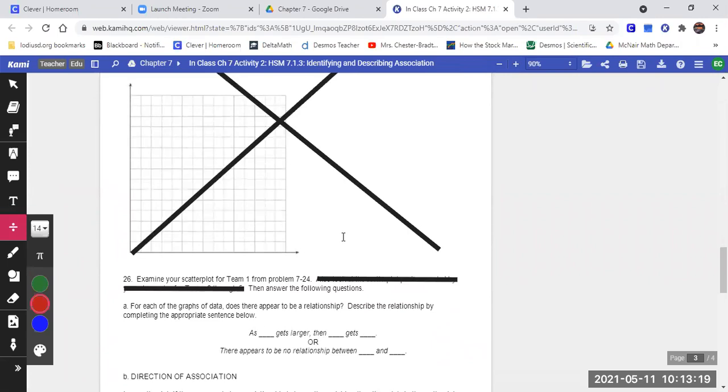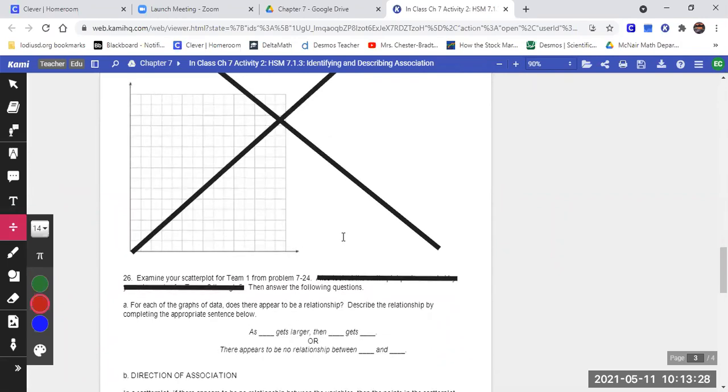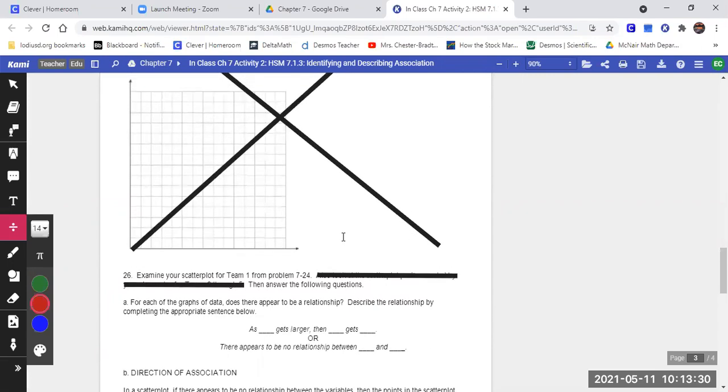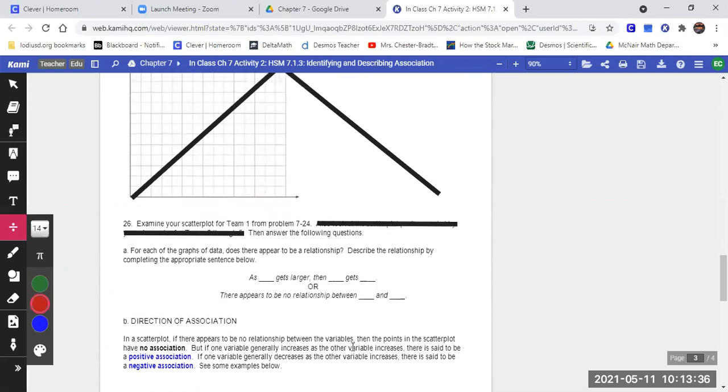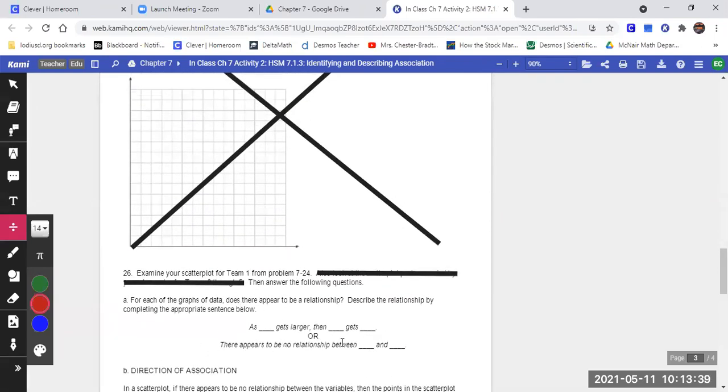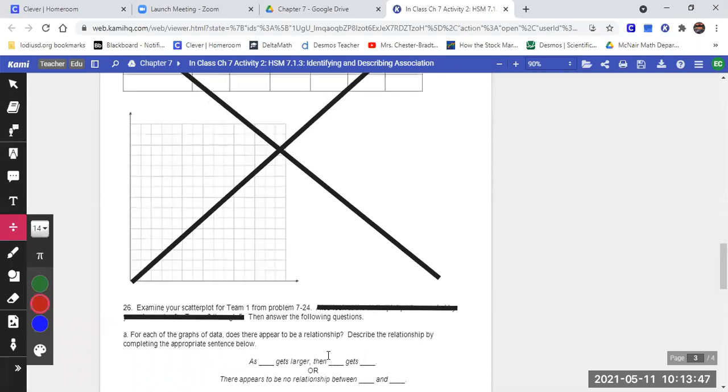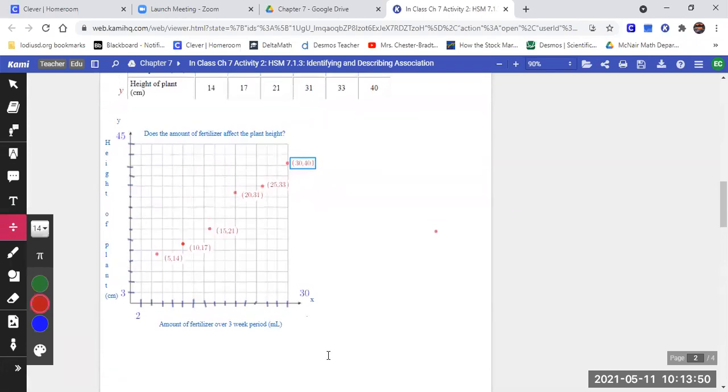For our data, what is the relationship? Describe the relationship. So, first thing we need to say is, what is going on? Who is controlling who? Okay, so we could use either one of these starters, except notice the bottom one is for if there is no relationship. So do we have a relationship? Is our fertilizer affecting how high the plant goes? Is the amount of fertilizer changing how high the plant goes?